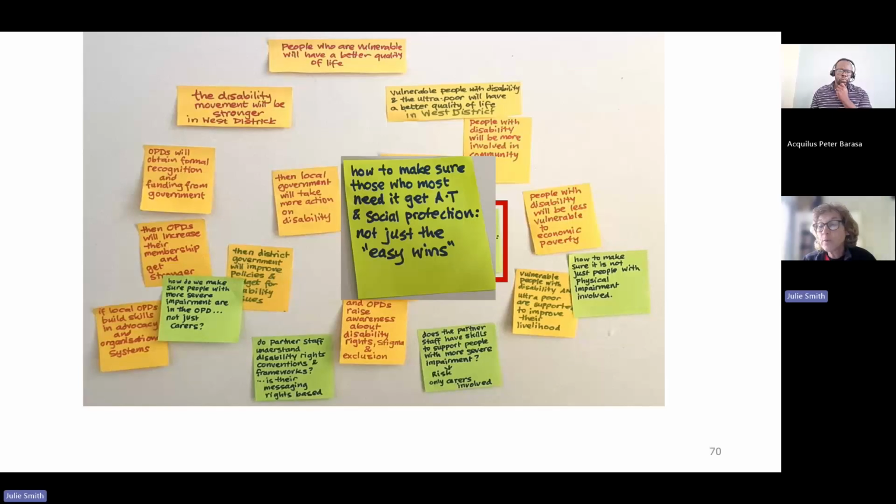Another one would be, how do you make sure that those who are most in need of assistive devices and social protection get it, and not just the easy ones?